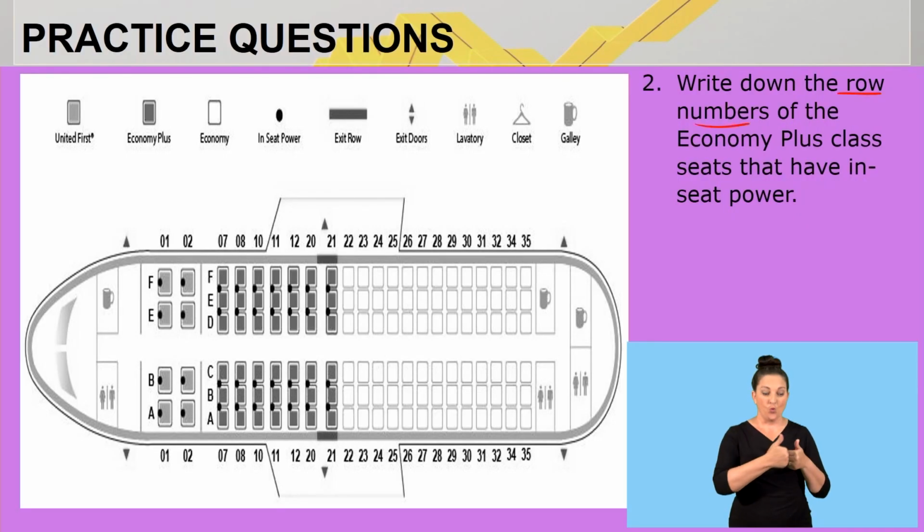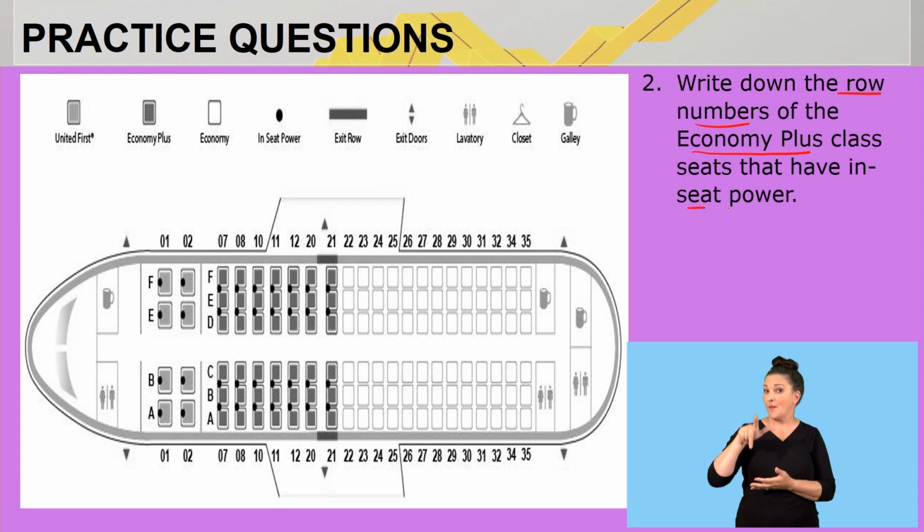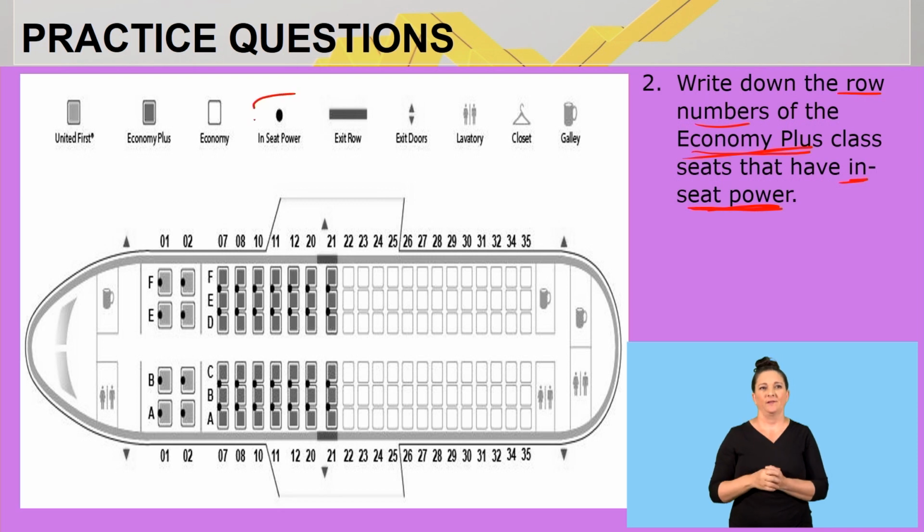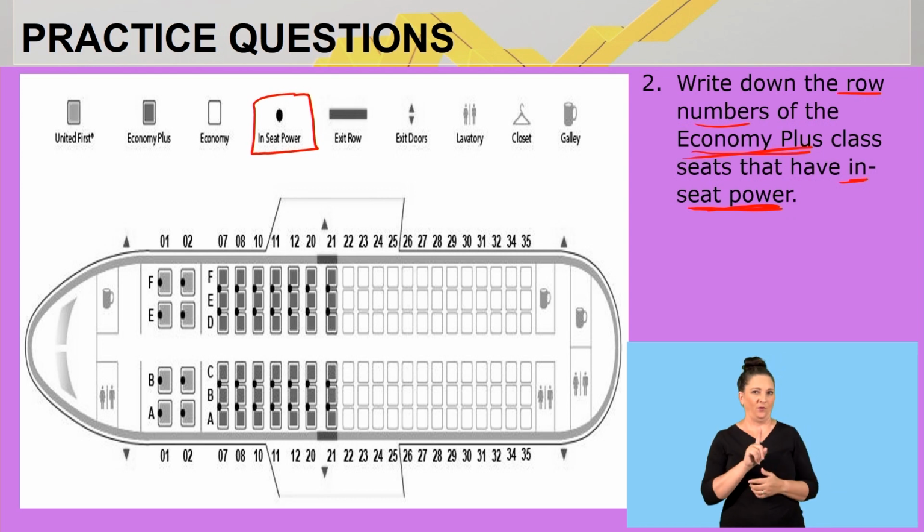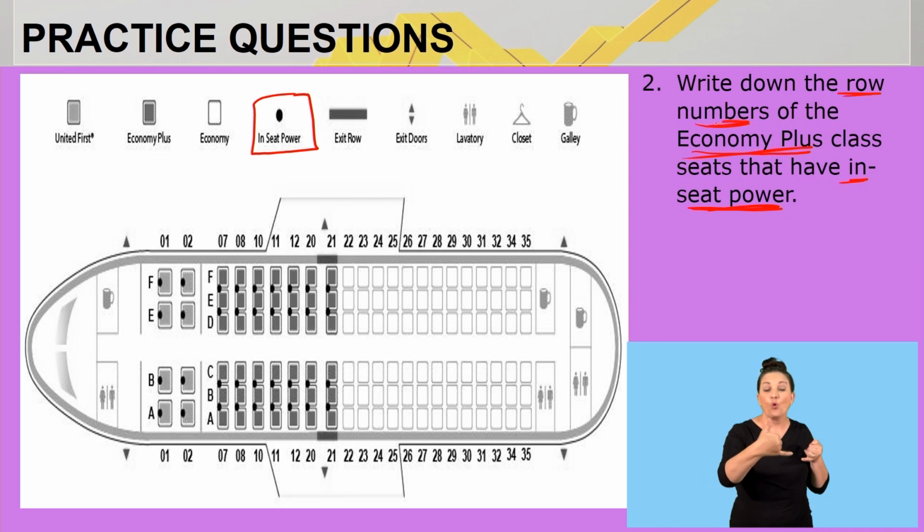In question number 2, we are saying write down the row numbers of the economy plus class seats that have in-seat power. So it must be economy plus, and then we are focusing on in-seat power. There is our in-seat power symbol. But what is important? This time we don't want to know how many we have. The question clearly says, write down the row numbers. Are we clear on that? So let's see, row numbers, what will that be? With in-seat power. Now I want you to work with me. Double check that I'm doing the correct thing here.